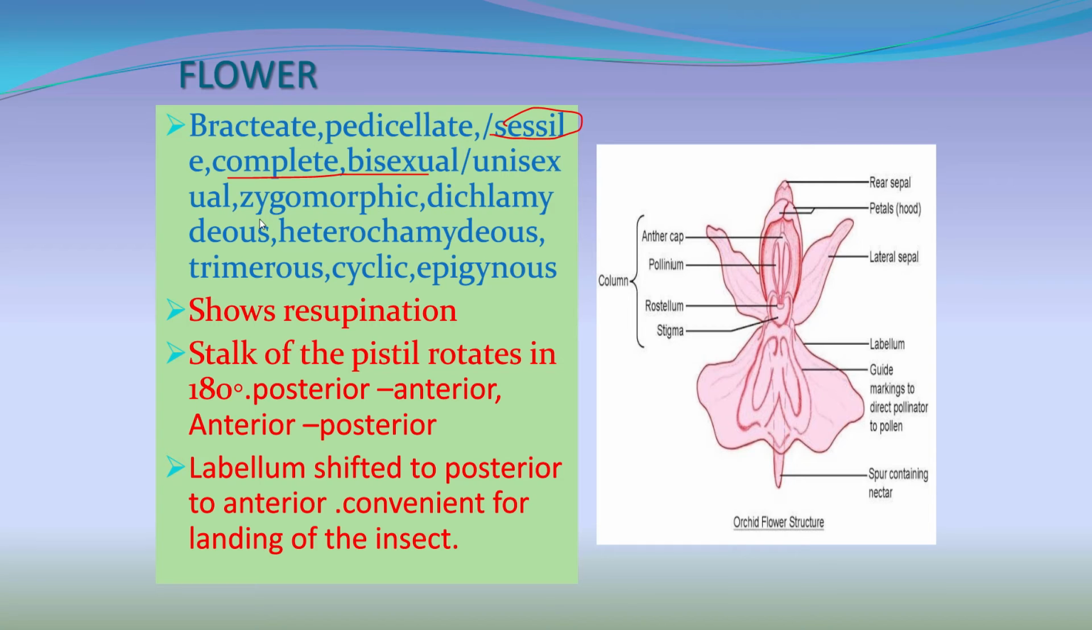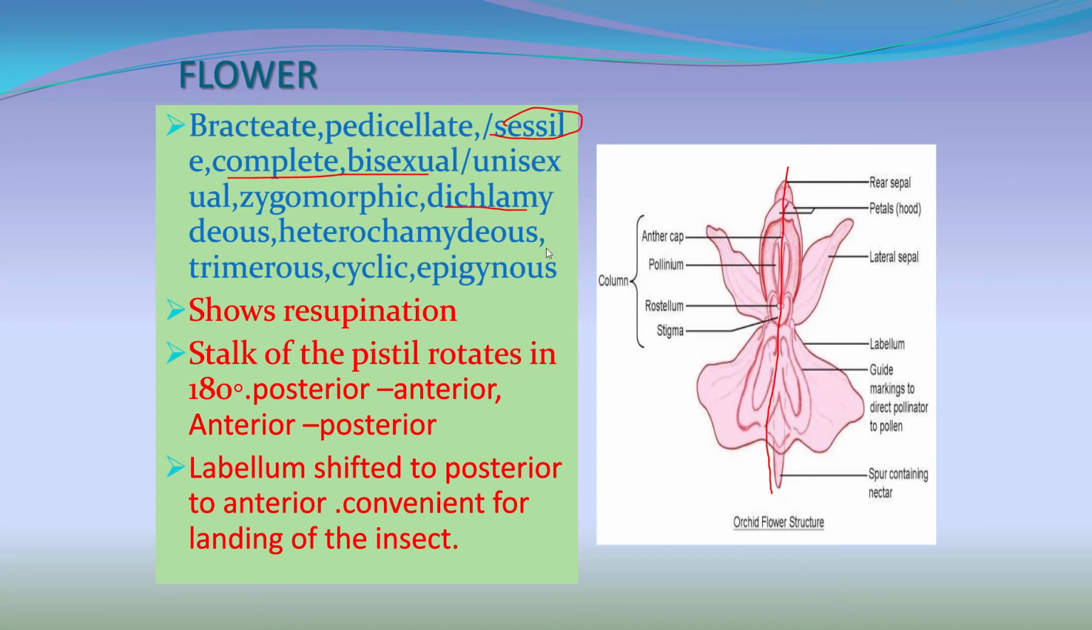Next, zygomorphic flower symmetry is zygomorphic. It can be observed when we can cut the flower into two equal parts along one line, that is called zygomorphic. Dichlamydeous, heterochlamydeous, trimerous, cyclic, epigynous flowers are present.